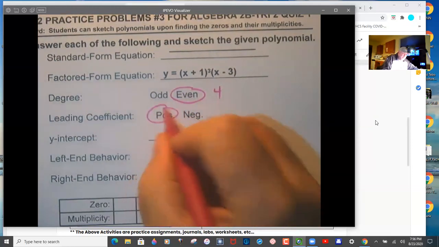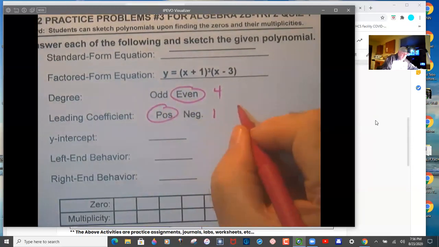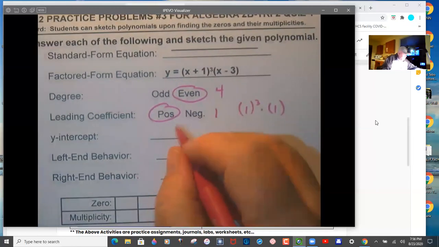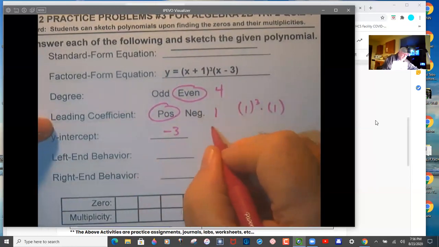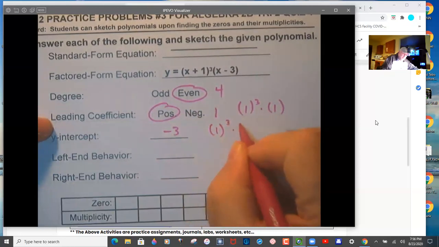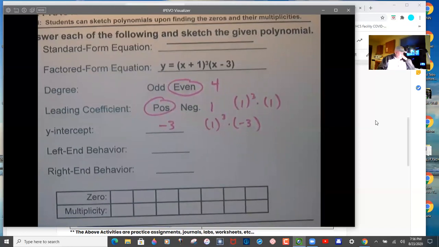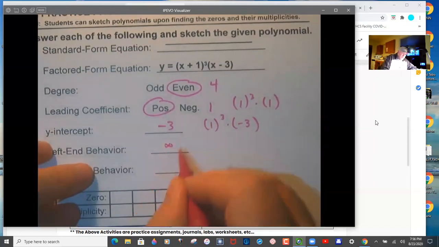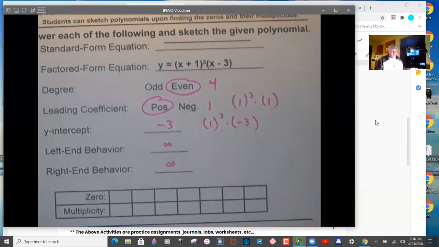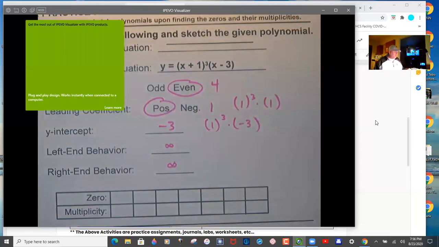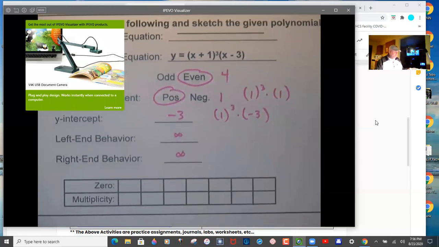Problem 4. So we have an even degree of 4, 3 plus 1. We have a positive leading coefficient of 1, so 1 cubed times 1. The y-intercept is negative 3, so that's 1 cubed times negative 3. To figure it out, left end behavior is positive infinity, positive infinity. Again, if you don't have the page of notes, just use your graph to check it out.